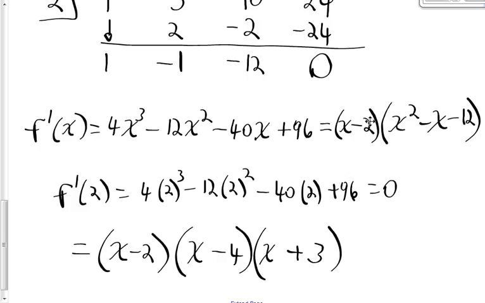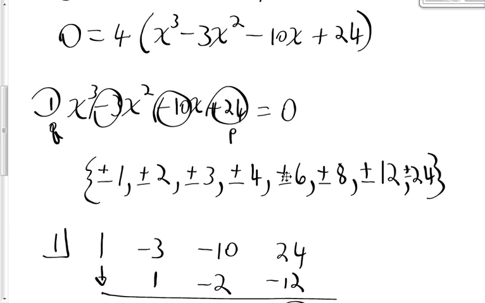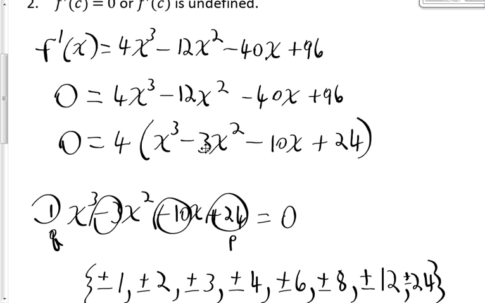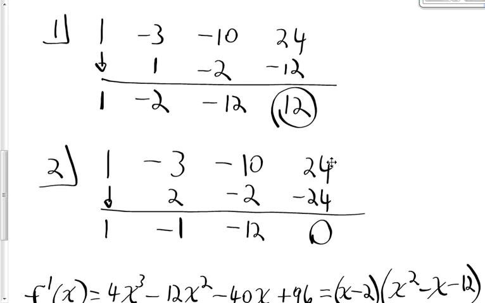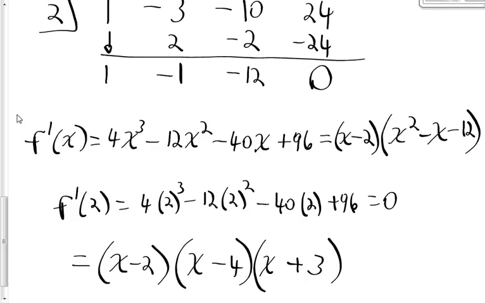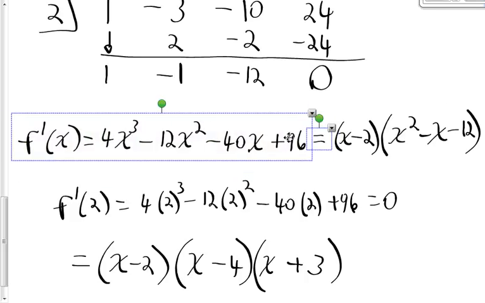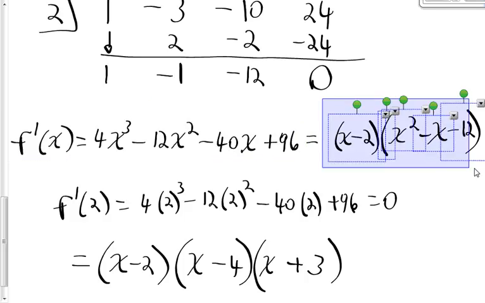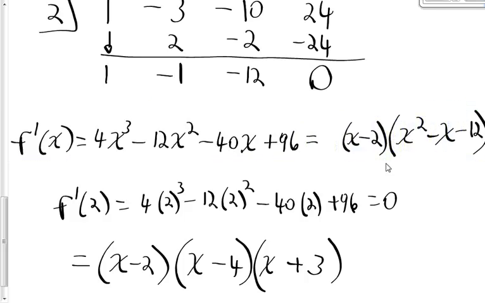And if you multiply that by x minus 2, you'll see that you get x cubed minus 3x squared minus 10x plus 24. And then if you multiply that by 4, you will get the original polynomial. So the factor that I didn't write in here, remember there was a factor of 4 that I took out of everything. That factor of 4 is what makes this equal to the original derivative. So if you multiply all these things out, 4 times x minus 2 times x minus 4 times x plus 3, you will indeed get this derivative.